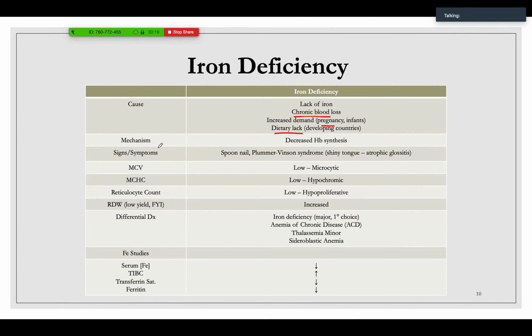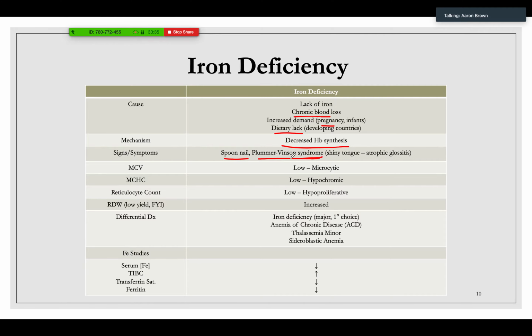iron. We have a decreased hemoglobin synthesis. Again, any kind of microcytic anemia is going to be due to a decrease in hemoglobin synthesis. So that kind of goes with the name. Some of the symptoms we can see: spoon nails, Plummer-Vinson syndrome.